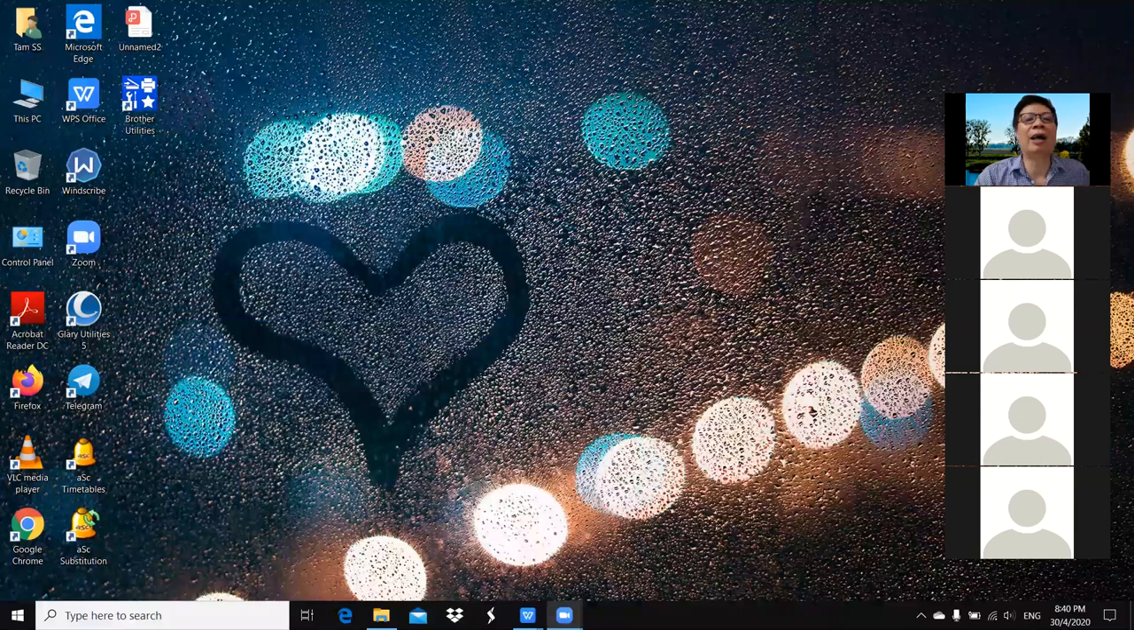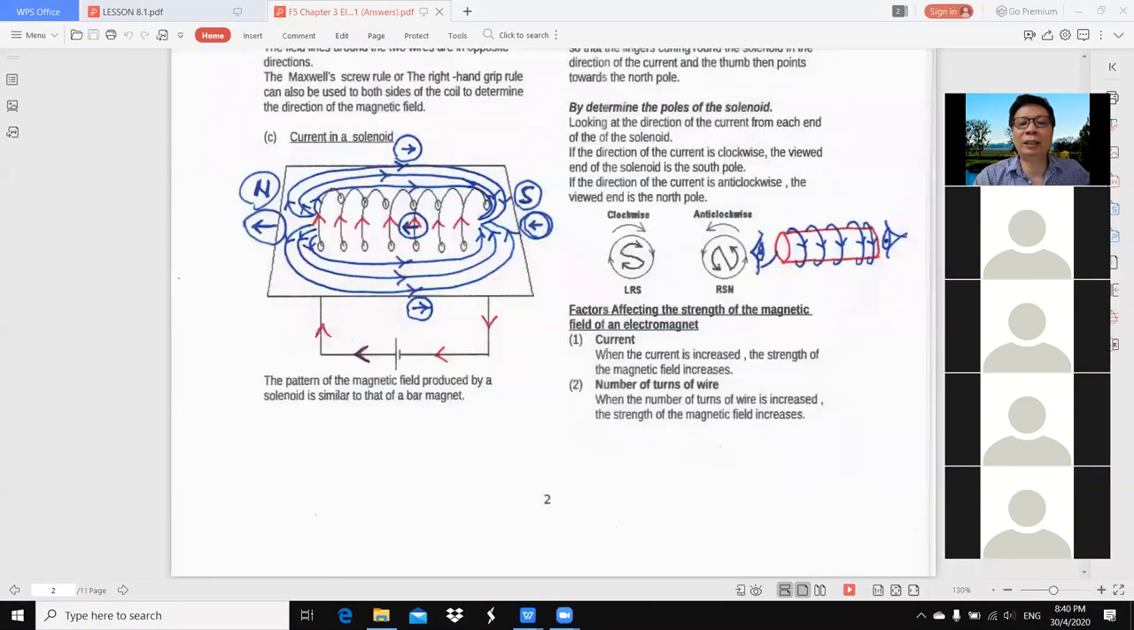Don't know. Okay, now if you don't know, look at this paper I shared with you. Increase the current. Yes, correct. One way is by increasing the current. When you increase the current, the electromagnet becomes stronger. Another method is to increase the number of turns of wire.